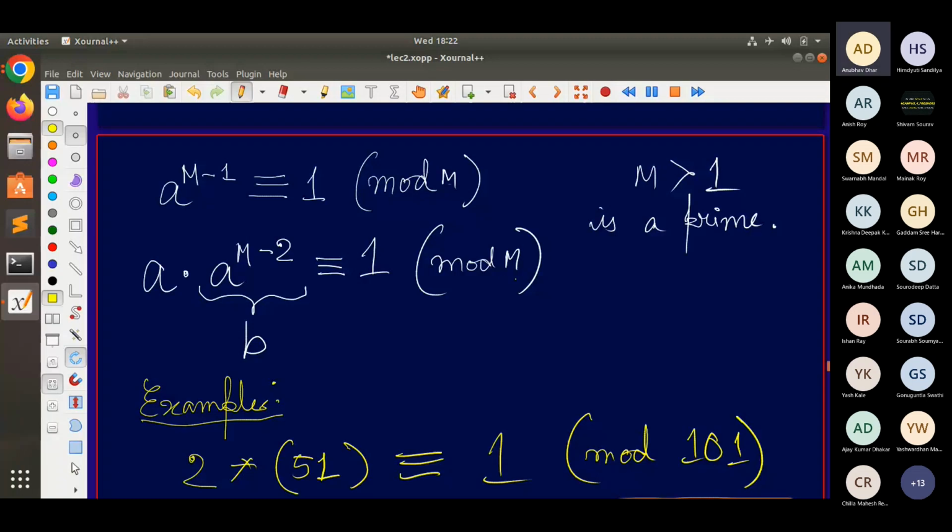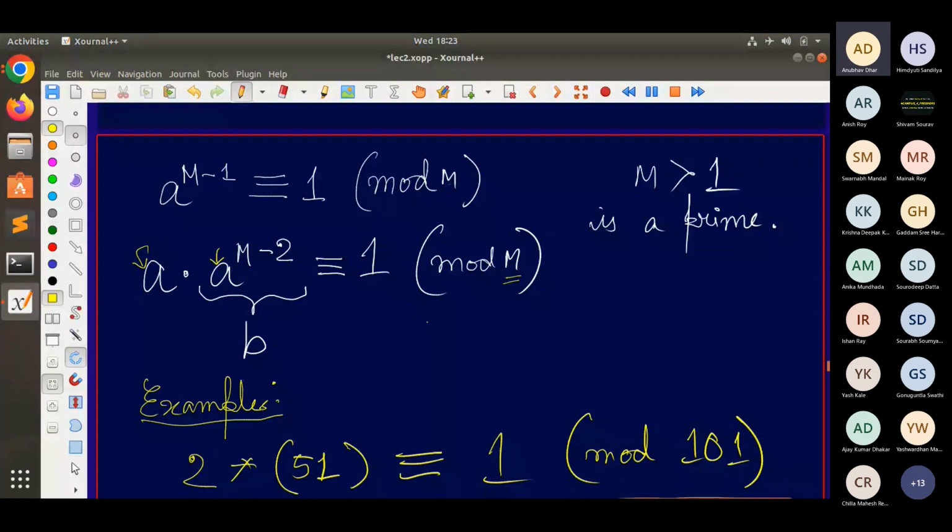So if m is a prime, then you can always find a modular inverse of A, given that GCD of A and m is not 1. Sorry, GCD of m and A is exactly 1. So that means that of all the numbers in the range 1 to m minus 1, since m is a prime, every number over here has a GCD of 1 with m. So every number over here gives you a unique modular inverse with respect to m.